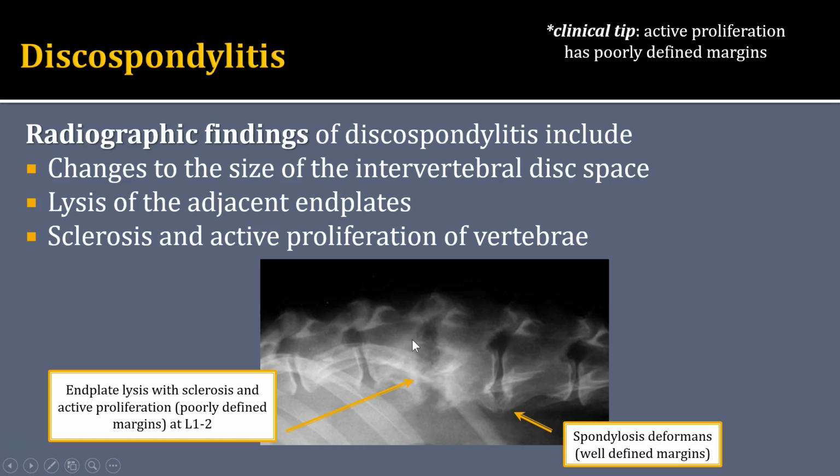and you can see how much lysis has occurred. Around the areas of lysis, we can see more sclerotic bone, so there's some sclerosis, as well as this poorly defined periosteal reaction. Some of it even goes ventrally here.